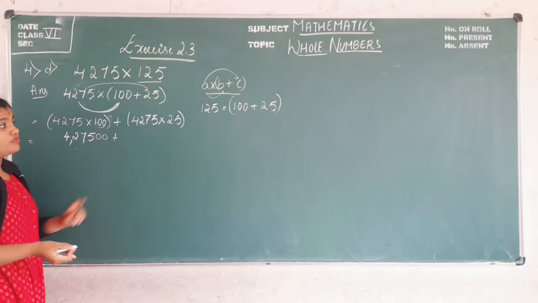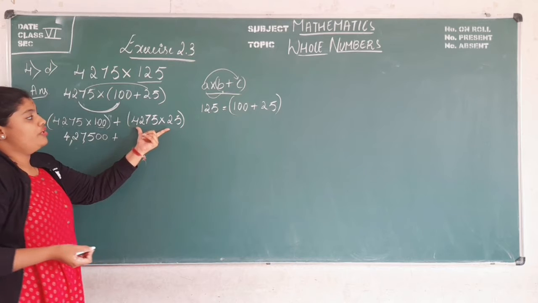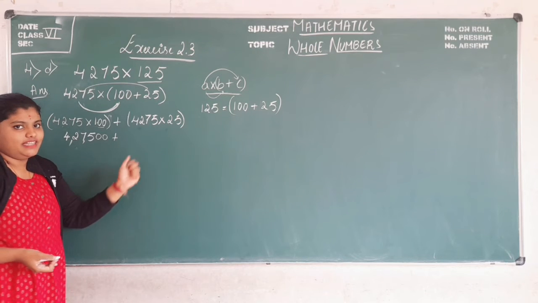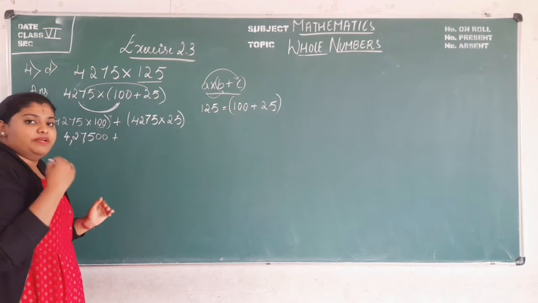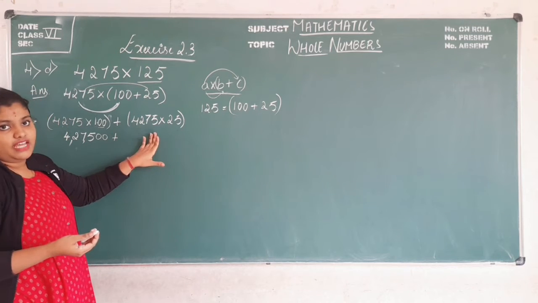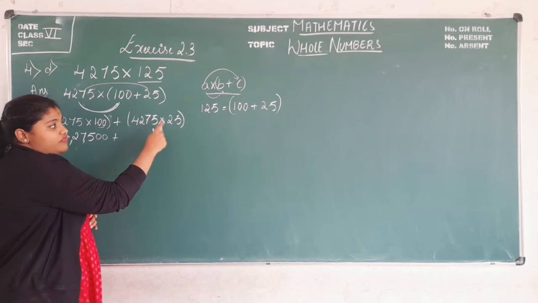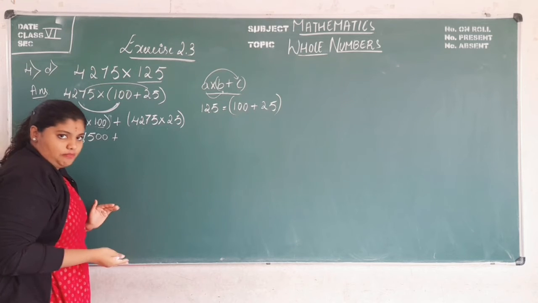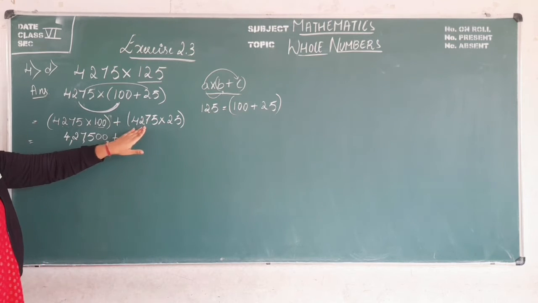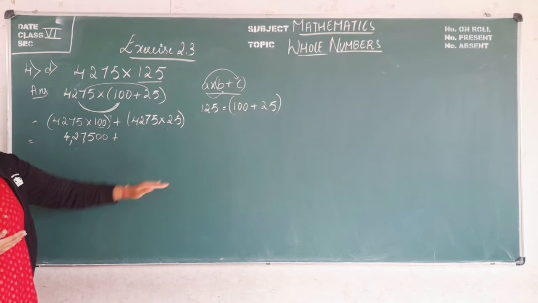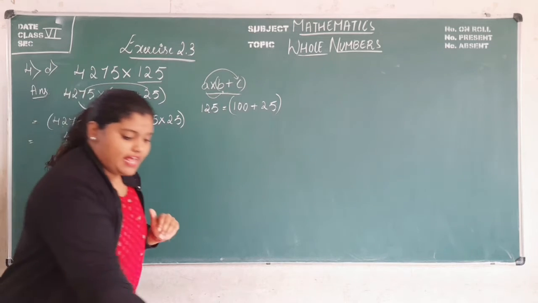Here we have 4,275 into 25. To multiply this is a lengthy process. To find the product of 4,275 into 25 is a bit lengthy, so we shall shift to some other method. It is hard to multiply this, so instead of this method, we shall learn one more method. I will teach you how.